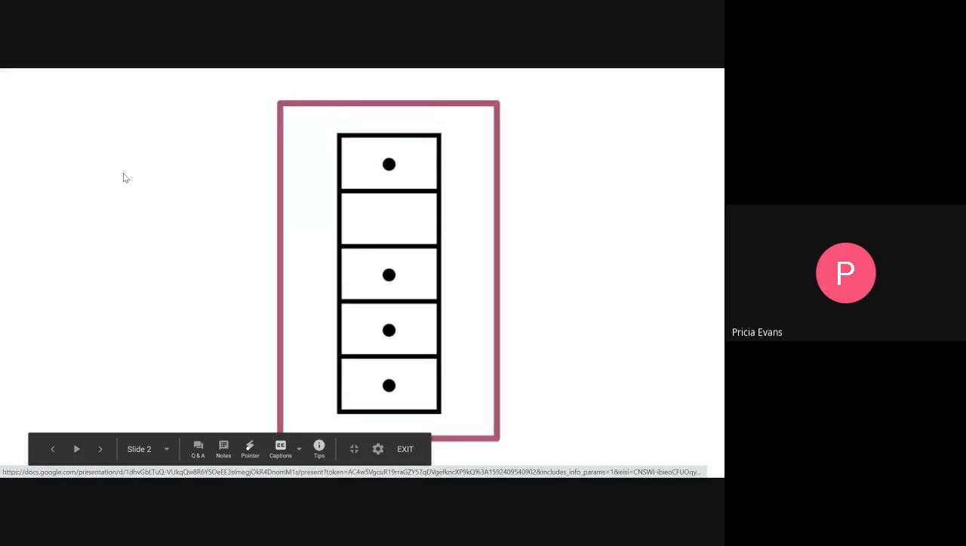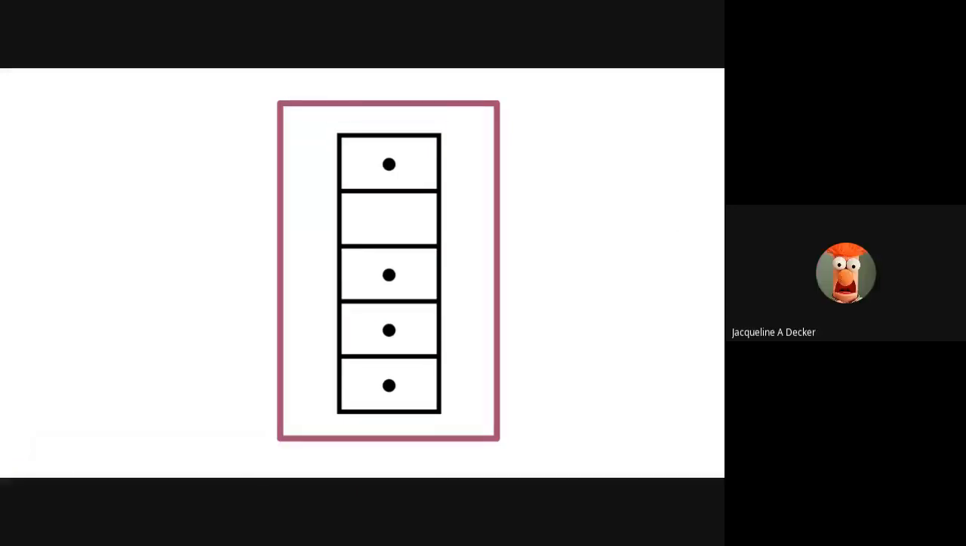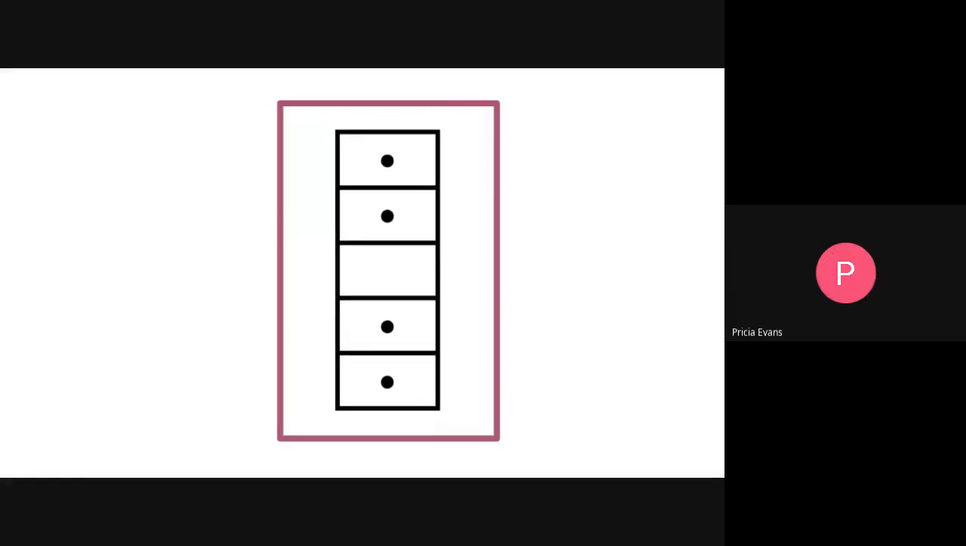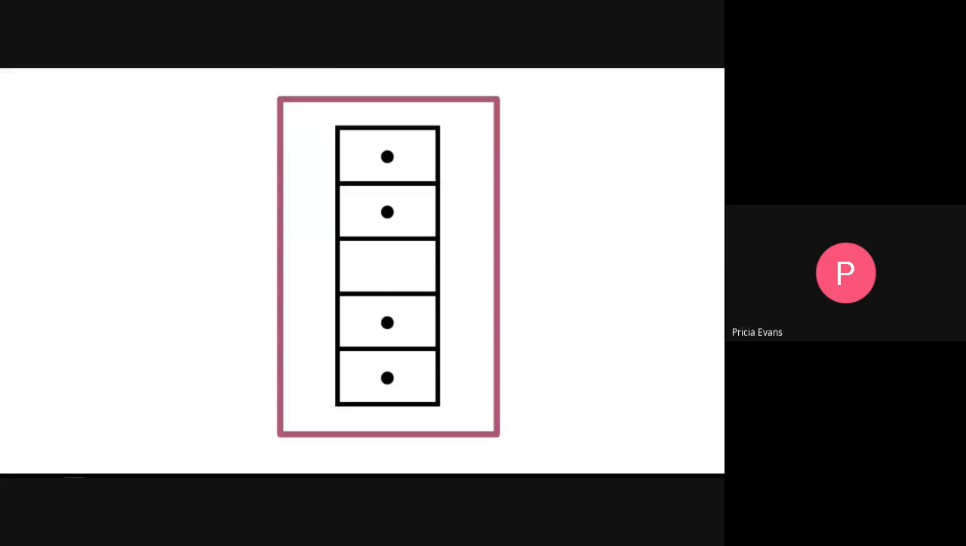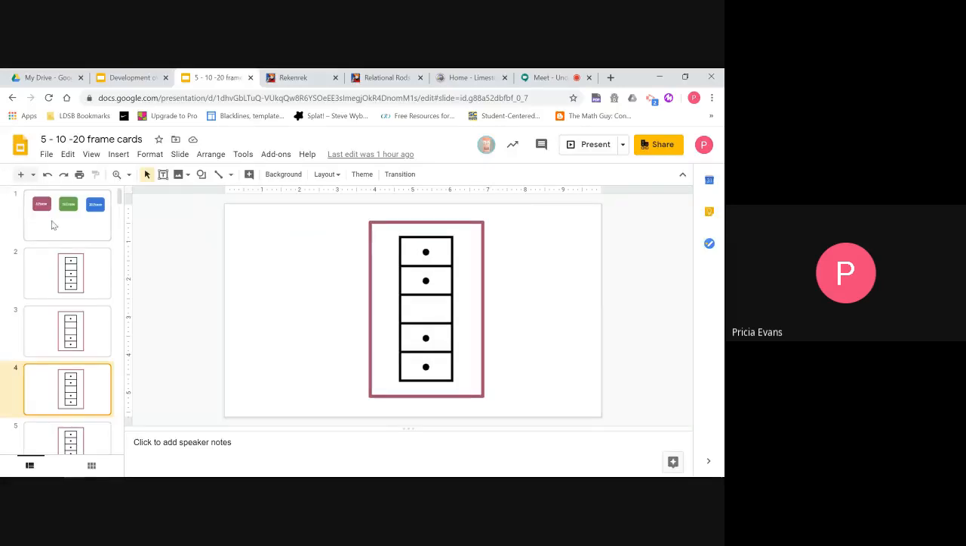So Jackie, can you tell me how many you see? I see 5, but there's 1 missing, so I think that's 4. Yeah. Okay. Oh, and that's 1 less than 4, so I think that's 3. Awesome. Oh, and we've got 1 more than 3, so now we have 4. Okay, so you just keep going this way with the cards. You can do the same thing with 10 frame cards and the 20 frame cards.